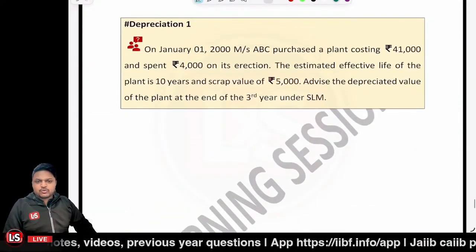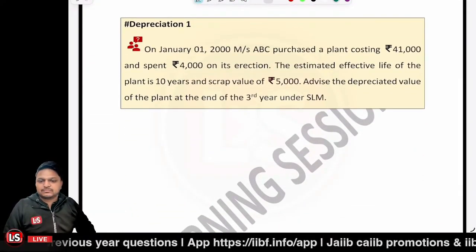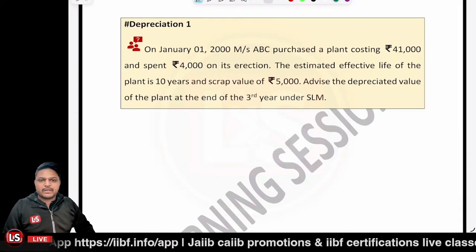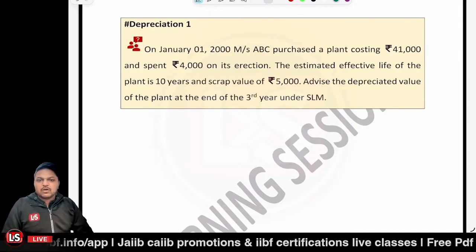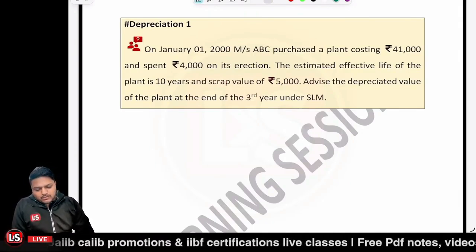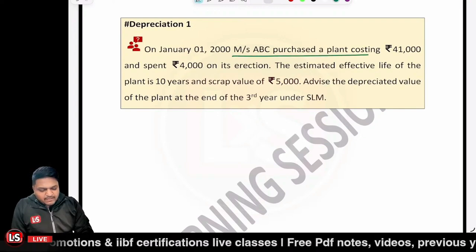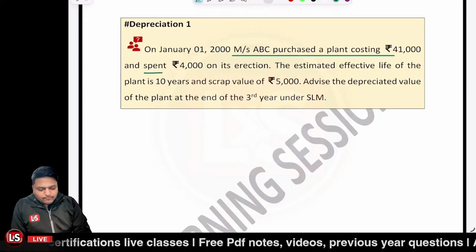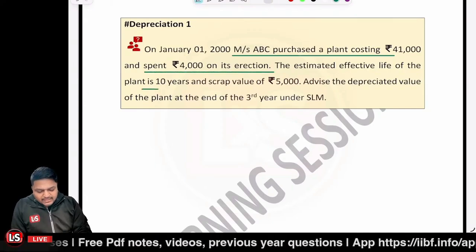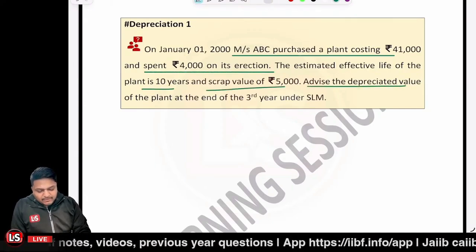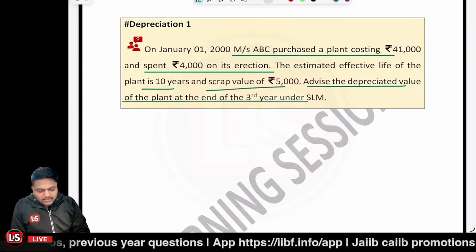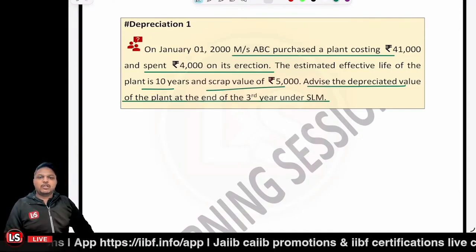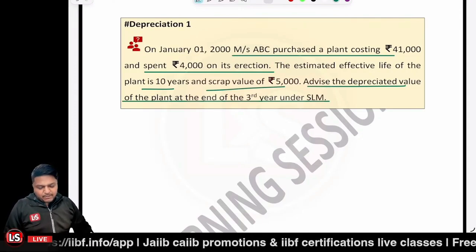Now let's solve questions based upon the depreciation. It's almost the end of the chapter now, and we'll be solving the questions based upon it, and that would be it. So question number 1 says, on January 1, 2000, Messrs ABC purchased a plant costing rupees 41,000 and spent rupees 4,000 on its erection. The estimated effective life is 10 years. Scrap value is 5,000. Advise the depreciated value of the plant at the end of the third year under the straight line method of depreciation. We want to tell the depreciated value.